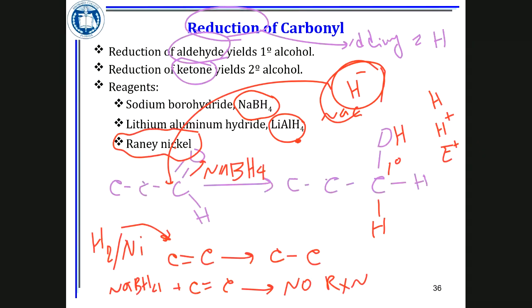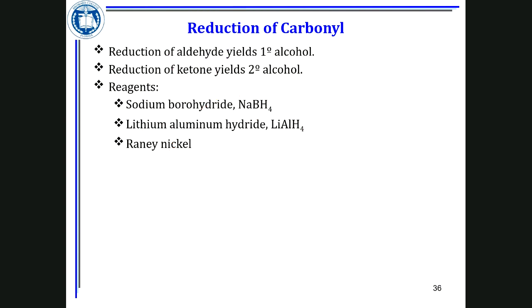Reduction means addition of hydrogens. So instead of aldehyde, if you had ketone, how would that make a difference? If you have a ketone and you add sodium borohydride, this reagent is a reducing agent. That means it's going to add two hydrogens, one added to the oxygen here and one to this carbon, because the pi bond is going to break. And what would be your product?